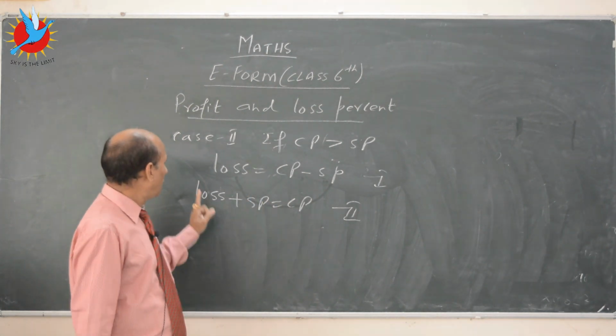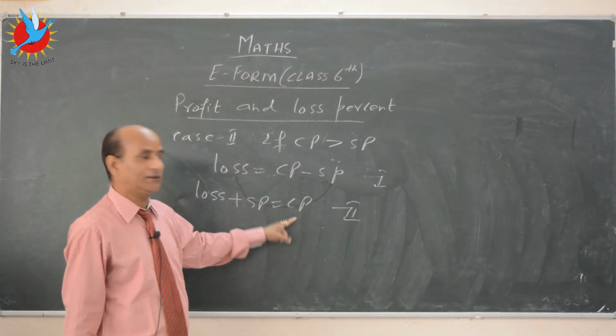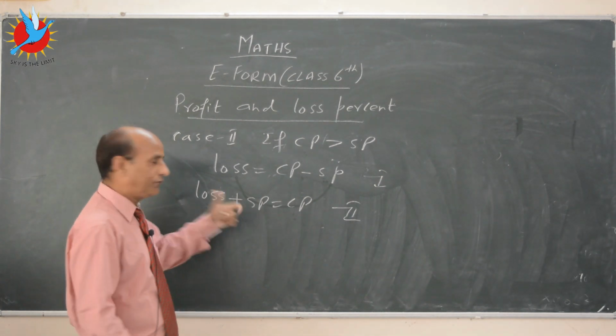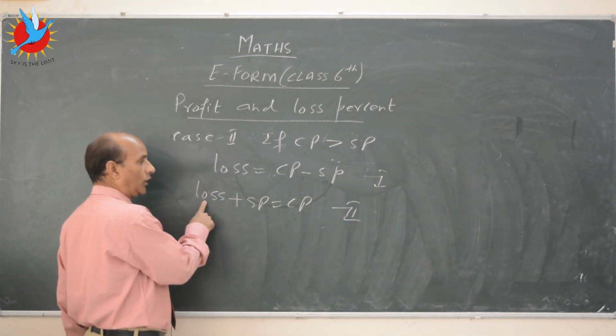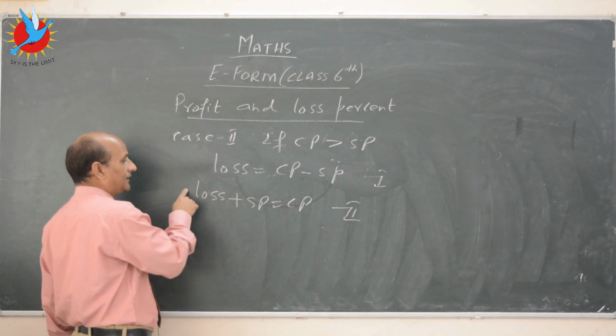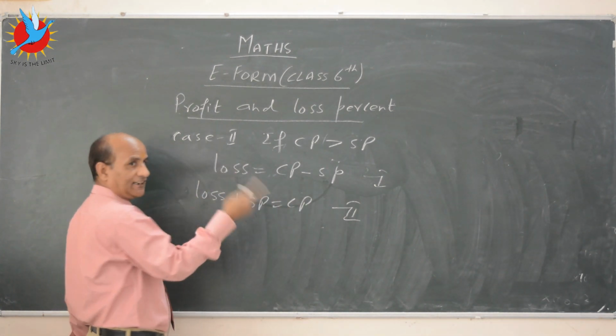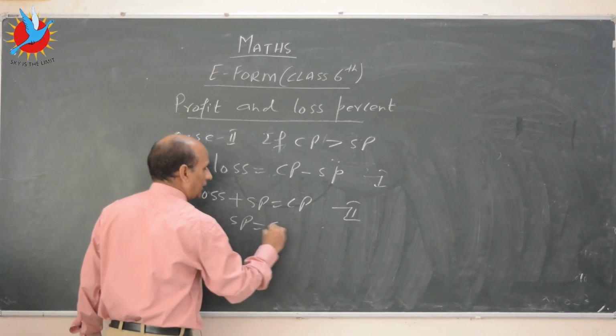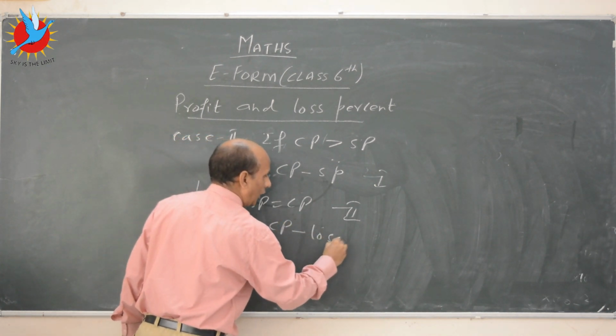Now, when loss and cost price are given, how to find the selling price? For this, you can shift this loss to the right hand side. Again, it is plus here. So when it shifts to the right hand side, the sign is changed. That is, SP is equal to CP minus loss.